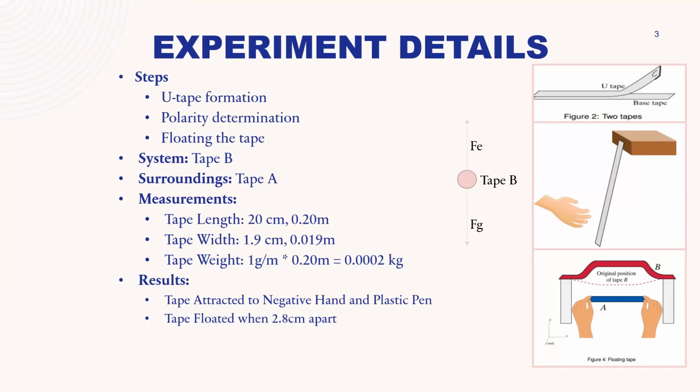There were three steps of the experiment. The first was U-tape formation. So this was done by putting one tape on the table and putting another tape on top of it, making a handle and pulling it off really quickly, which caused some charges to deposit onto the base tape.